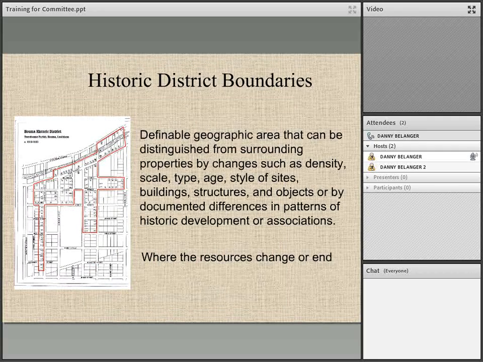Historic district boundaries, when you're looking at these in a nomination, you'll just want to look at the justification as well and see that it is a definable geographic area that can be distinguished from surrounding properties by changes such as a lot of parking lots, new construction, just definable differences between the district and the other.